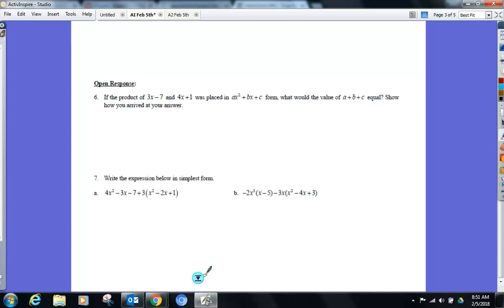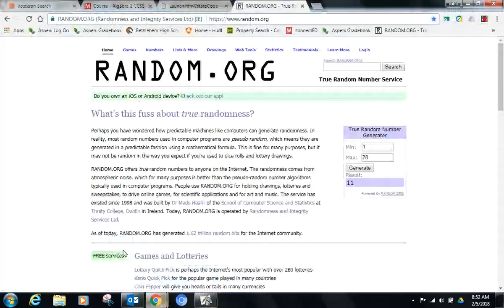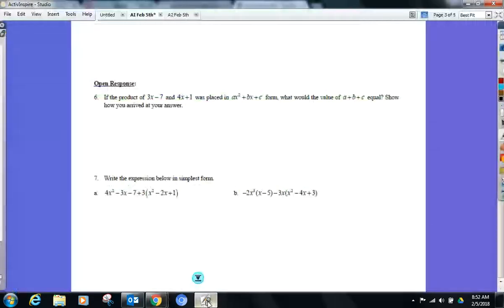The product of those two binomials is ax squared plus bx plus c in standard form. What would a plus b plus c equal? All right, no problem. Let's start it off. Emily, first question. It says product. Should I be adding, multiplying, subtracting? Hopefully we're not dividing because we've never done that, but we're multiplying. Product says let's multiply these beasts, 3x minus 7 and 4x plus 1. And put it in standard form at the end.